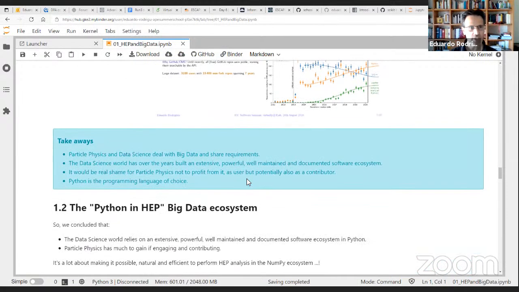So, takeaways. Particle physics and data science really deal with big data and share lots of requirements. And there's a big world out there with lots of extensive, powerful, well-maintained and documented software packages, the whole ecosystem. You saw a lot of it last week, and already a little bit this week, despite it being now more domain-specific in the morning. And we really want to profit from that. And that's the reason why Scikit-HEP in particular was created.